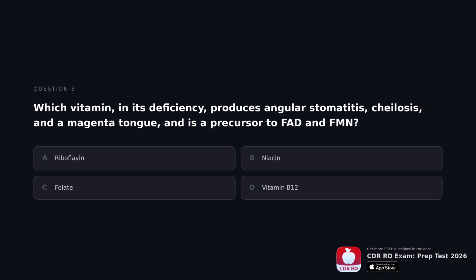Which vitamin, in its deficiency, produces angular stomatitis, cheilosis, and a magenta tongue, and is a precursor to FAD and FMN? A. Riboflavin. B. Niacin. C. Folate. D. Vitamin B12.